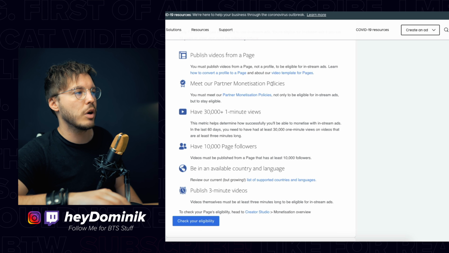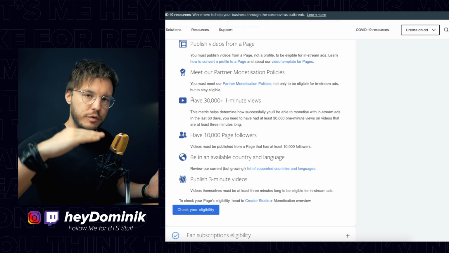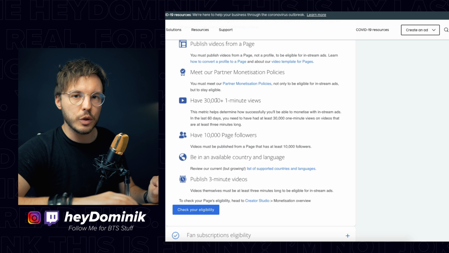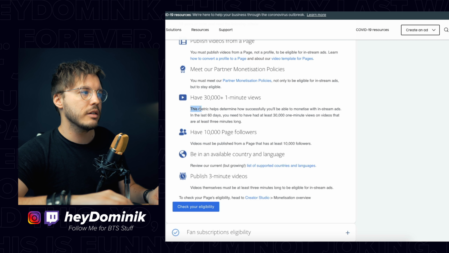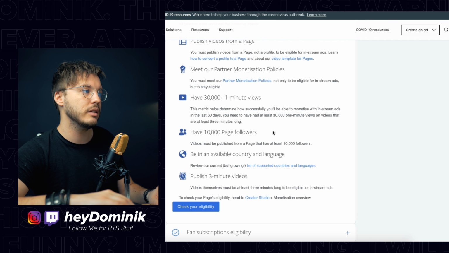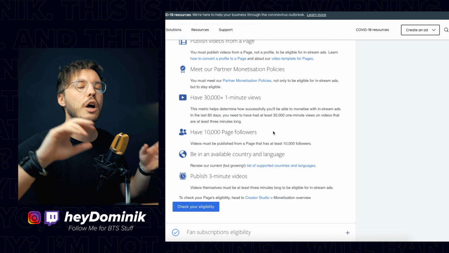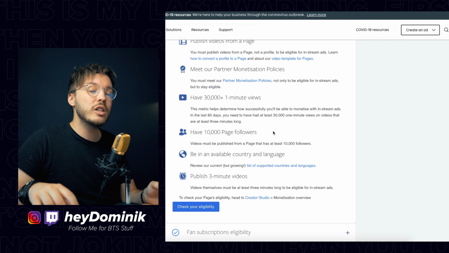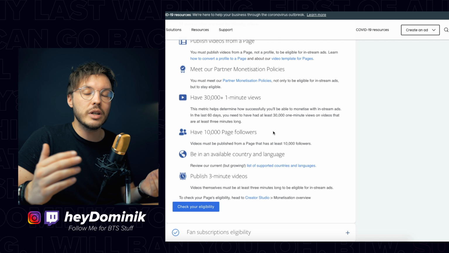And then obviously the partner monetization policies, and they also, kind of like YouTube, have some sort of cap. They say you have to have 30,000 plus 1 minute views, and this is a very interesting thing. They say this metric helps determine how successfully you'll be able to monetize with in-stream ads. In the last 60 days, you need to have had at least 30,000 1 minute views on videos that are at least 3 minutes long. And there you go. I'm pretty sure the requirements on IGTV are going to be pretty similar to that. We know that they track watch time on IGTV. You can see that in your graph.